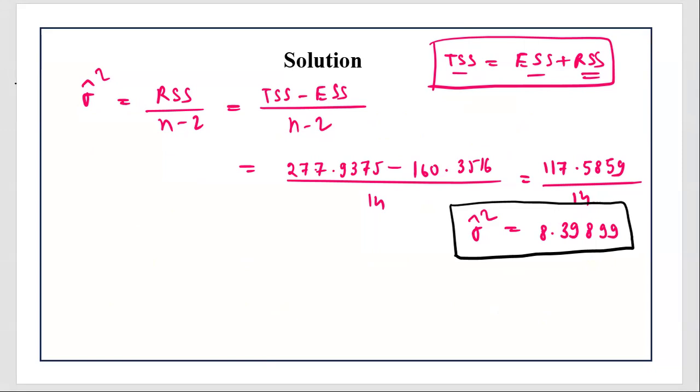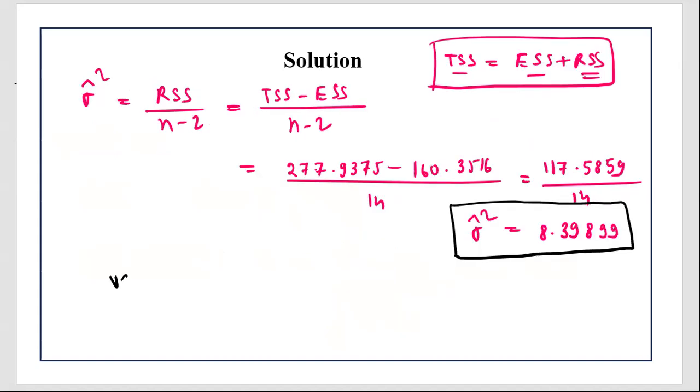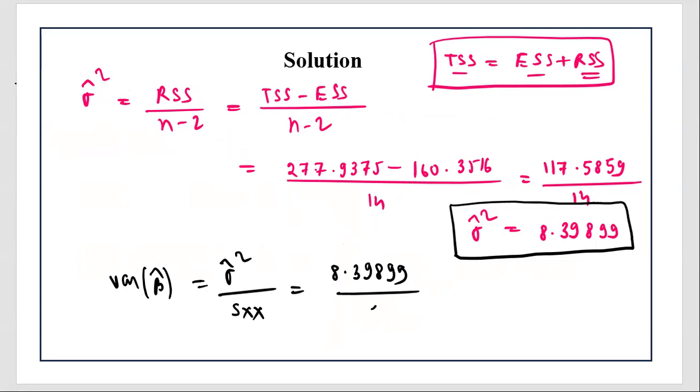Now, if you have this, you can simply find out the variance, because see, this is the numerator and the denominator is Sxx, which we have already found out. So what will be the variance of beta cap? It is simply sigma cap square upon Sxx. So this is 8.39899 upon Sxx, which was 81. So this will come out to be 0.1039369, something like this.